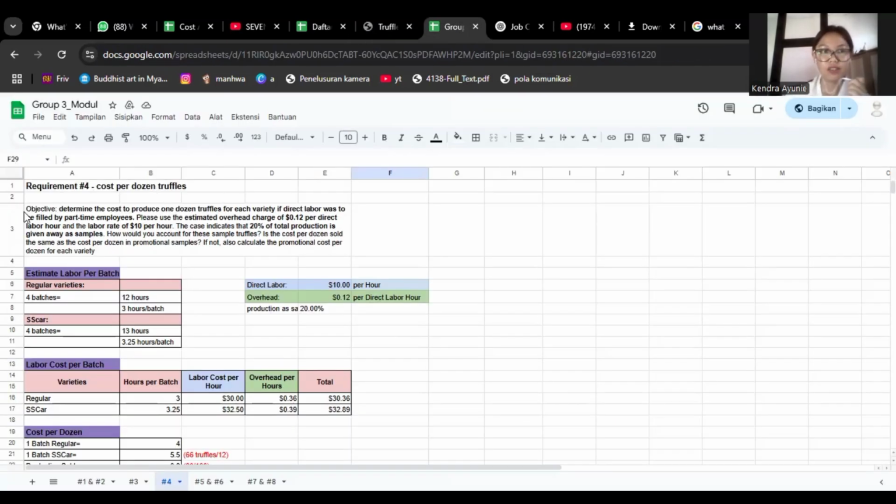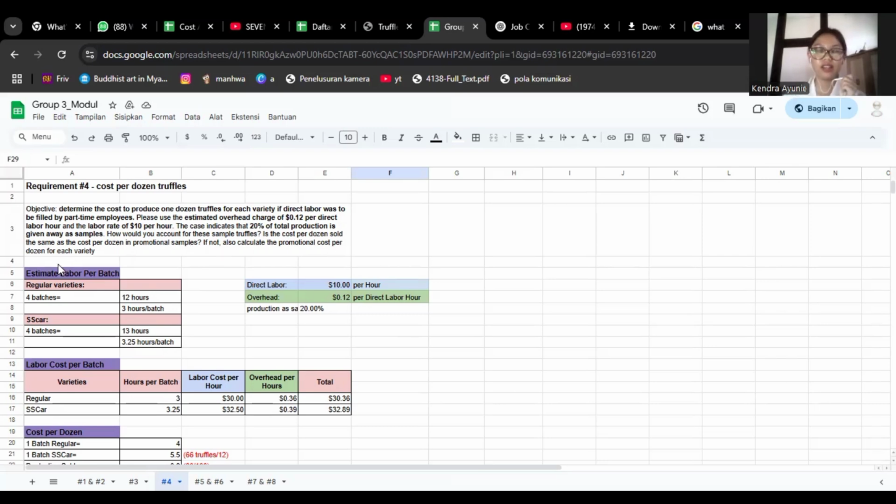So let's see what the objectives are. First is to determine the cost to produce 1 dozen truffles for each variety if direct labor was to be filled by part-time employees, and use the estimated overhead charge of 12 cents per direct labor hour, and the labor rate is $10 per hour. The case indicates that 20% of the total production is given away as samples. How would you account for the samples of truffles? Is the cost per dozen sold the same as the cost per dozen in promotional samples? If not, also calculate the promotional cost per dozen for each variety.